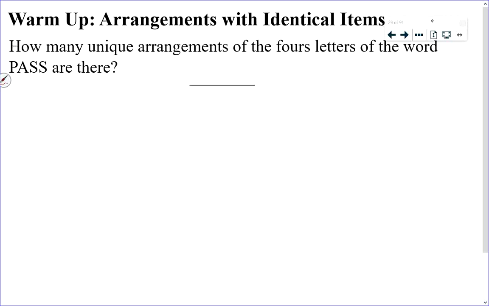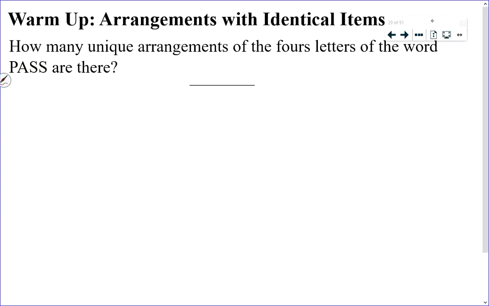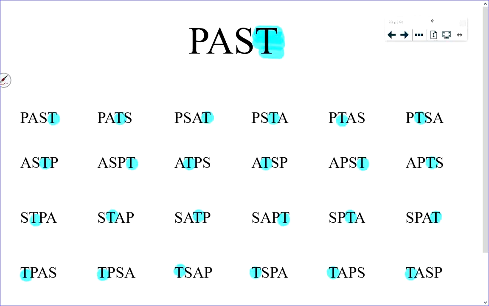But the next part of this warm-up says, how many unique arrangements are there of the 4 letters of the word pass? And now what we have are 4 items, but 2 are identical. Here are the 24 arrangements of all of the letters of the word past. And every highlight is a T. But there's no T in the word pass. So when I go from the arrangements for past to pass, all the T's will become S's.